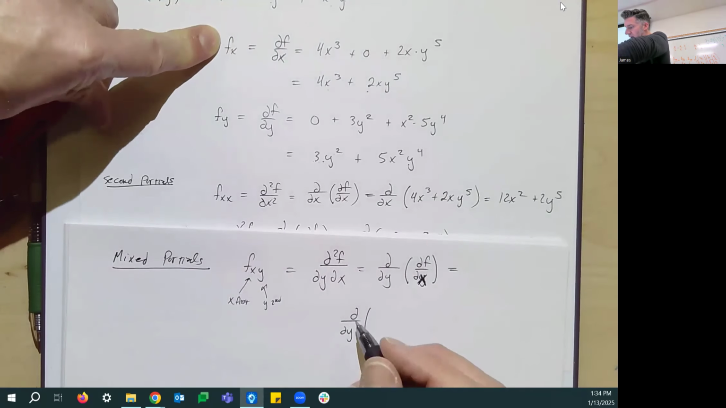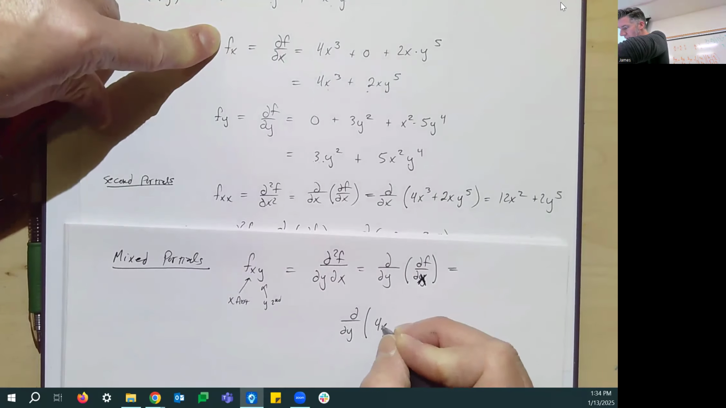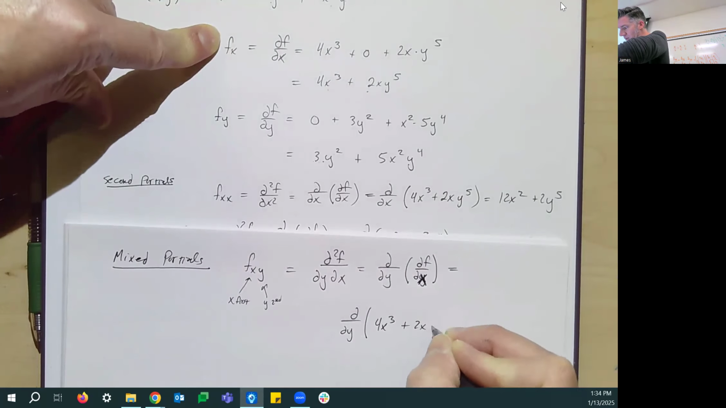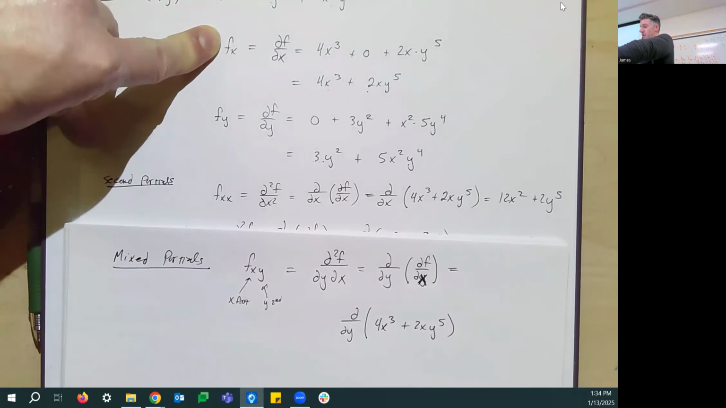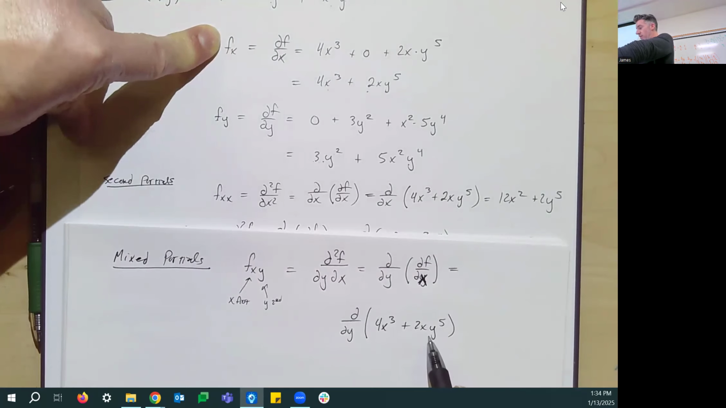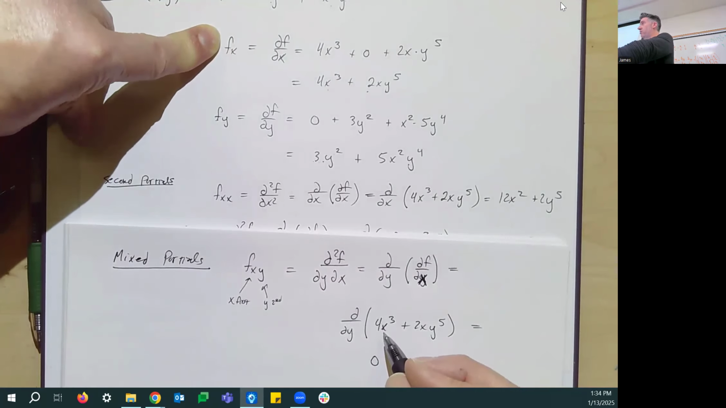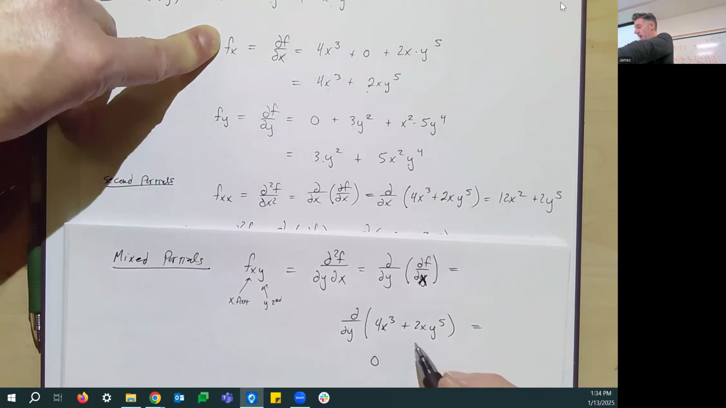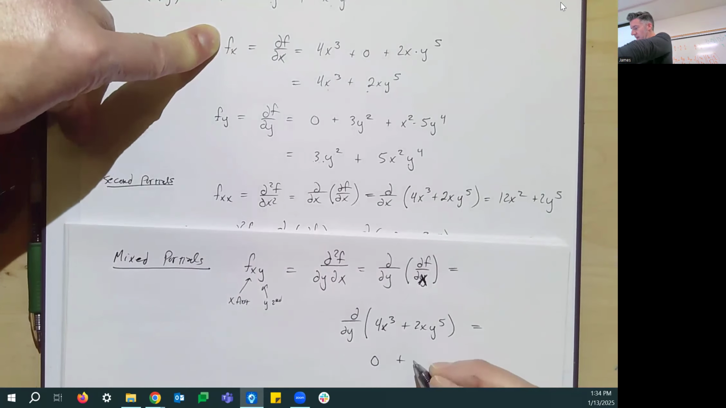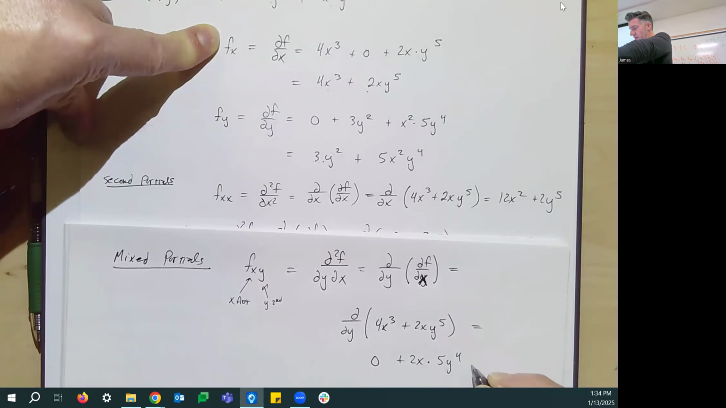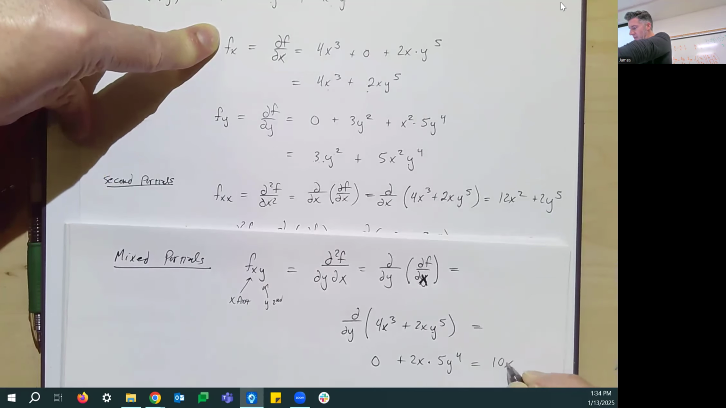So it's the partial with respect to y of 4x cubed plus 2xy to the fifth. The partial with respect to y is going to be, well, that part's going to be 0, because the derivative of 4x cubed with respect to y is 0. And the derivative of this is going to be, the 2x is going to hang out, and the derivative of y to the fifth is 5y to the fourth. Simplifying, we get 10xy to the fourth.